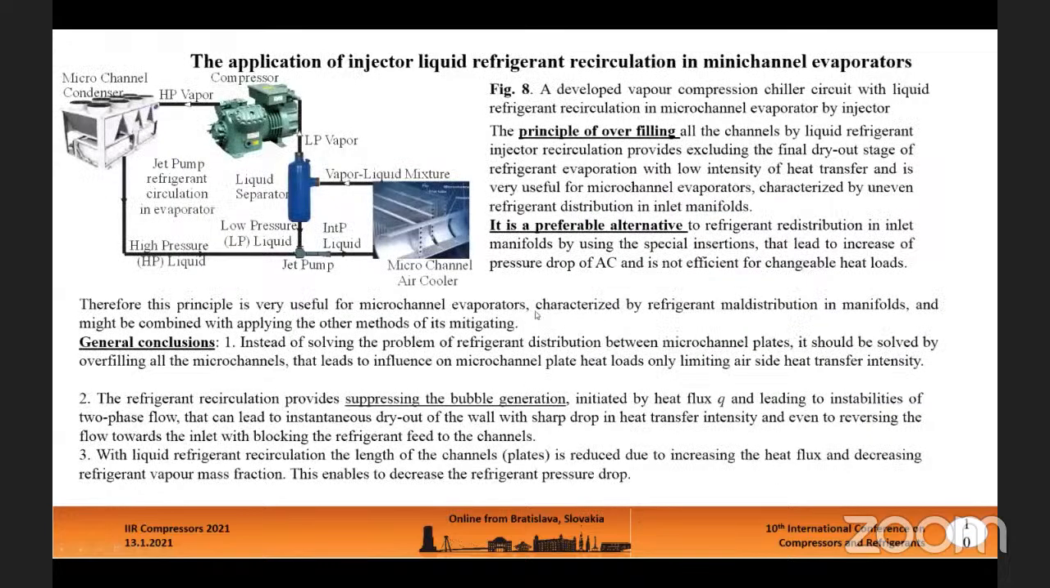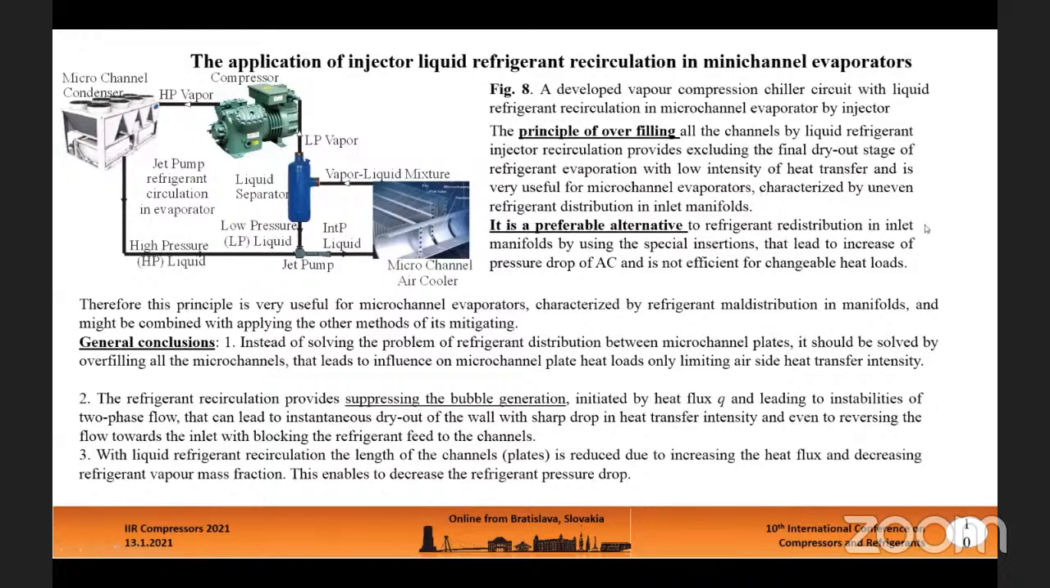Here you see the example of application of injector circulation in mini-channel evaporators. A developed vapor compression chiller with injector liquid refrigerant recirculation in mini-channels is presented here.